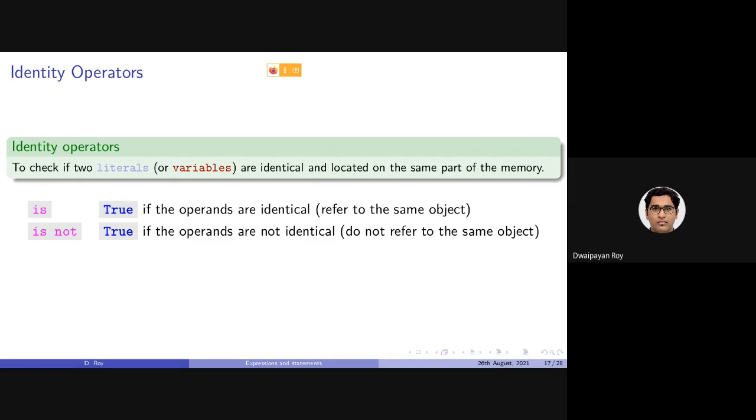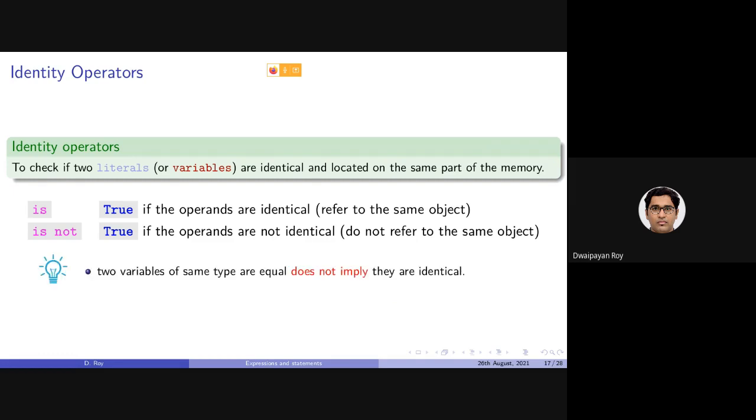Another, as I have mentioned in the beginning, the sixth type of operator is the identity operator. There are two identity operators, is and is not. Is will result in true if the operands are identical, and is not will be true if the operands are not identical. Again, we will encounter this later on when the course gradually goes deeper.